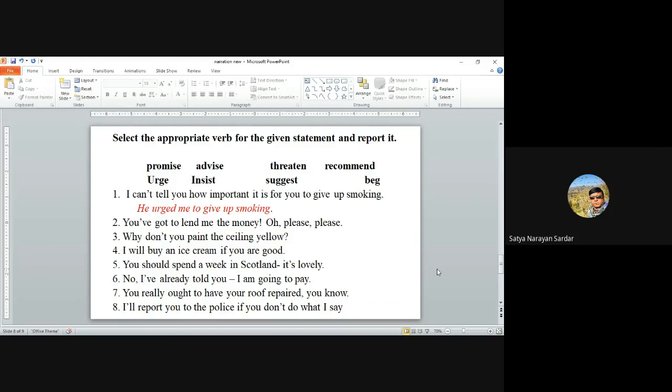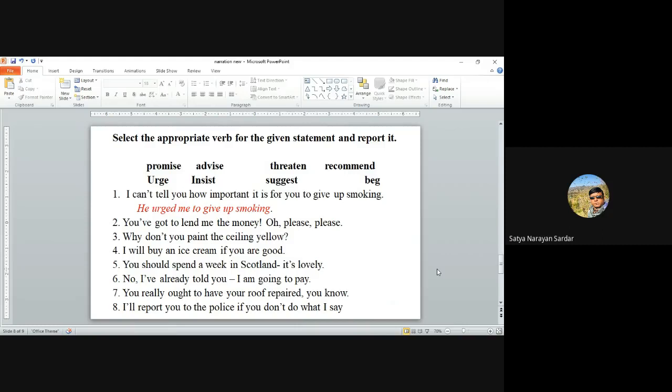Now let us see here. We have been given some statements and some verbs. What you have to do is select one verb to change into indirect. One is done: "I can't tell you how important it is for you to give up smoking." Out of eight verbs, urge has been selected. He urged me to give up smoking. Number two, "You have got to lend me the money. Oh, please, please." Beg. He begged to lend him some money.